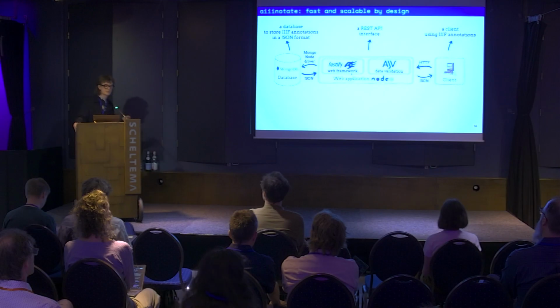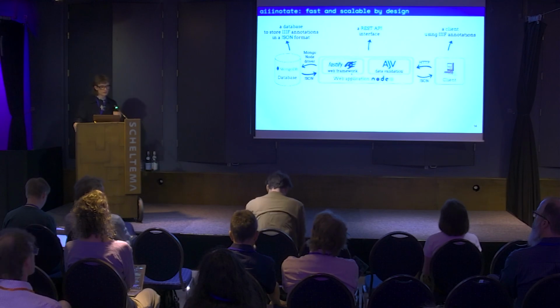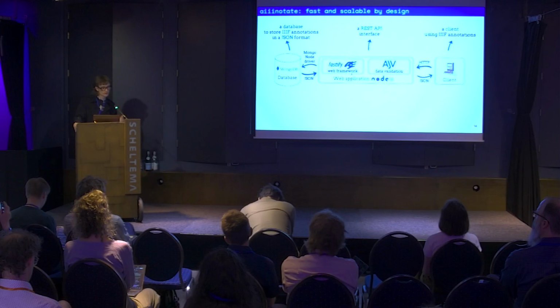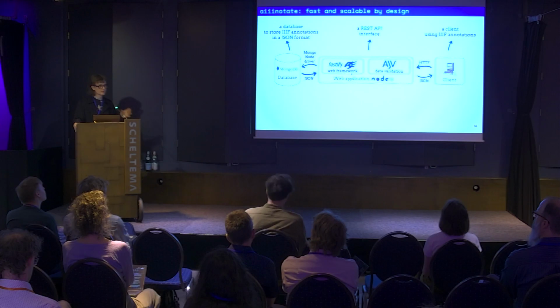So AJV is bundled with Fastify, and what it does is that, for example, if you want to write an annotation inside Inotate, we're going to receive this annotation, and before doing any processing, we're going to validate your incoming annotation against a JSON schema of what a IIIF annotation should look like. If your IIIF annotation is valid, we go ahead and process it. If not, your request stops right there, and we avoid doing any extra processing. So the goal is to save the processing for data that is actually valid.